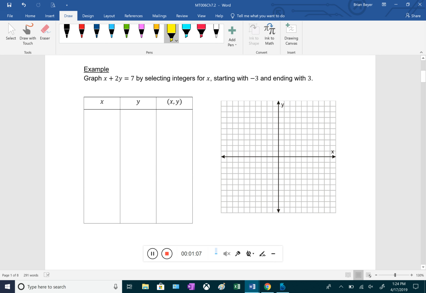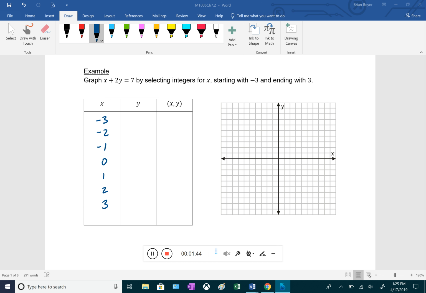Okay, so let's graph x plus 2y equals 7 by selecting integers for x, starting with -3 and ending with +3. What that means is the integers will be -3, -2, -1, 0, 1, 2, and 3. We're going to use those x values to find their y values, and then plot the ordered pairs and connect them.